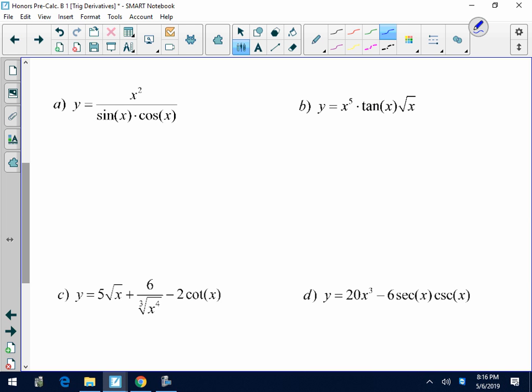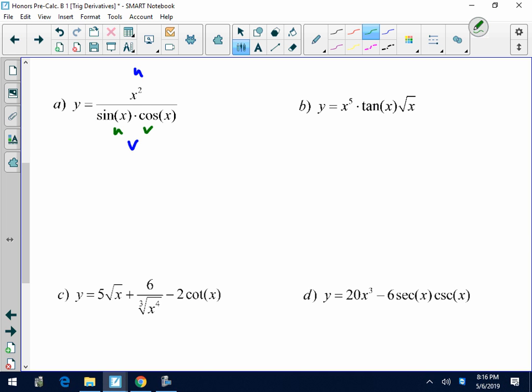So for our A, we've got y equals x squared over sine x times cosine x. So right here, first we're going to say this is a quotient rule, right? Because we've got a fraction equation with our numerator u of x squared, and our denominator v of sine x times cosine x. And then in that denominator, we're going to have a product, which means that when we take the derivative of that denominator, we're going to have to use the product rule.